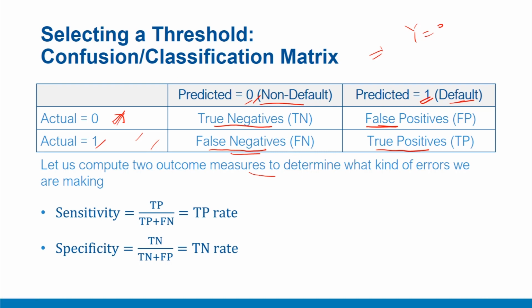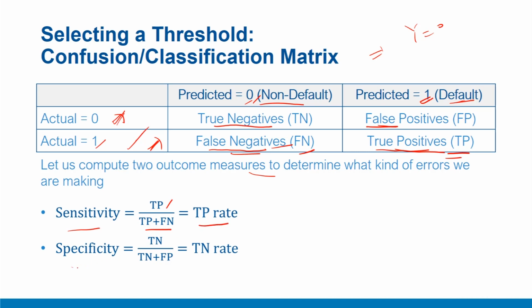Let us look at two very important parameters that are derived out of this matrix. First is sensitivity. Sensitivity is nothing but the ability of our model to correctly classify true positives out of total positive cases. Total positive cases are true positives plus false negatives, so actual ones, false negatives plus true positives, are in the denominator, and in the numerator we have true positives. So this is called the true positive rate.